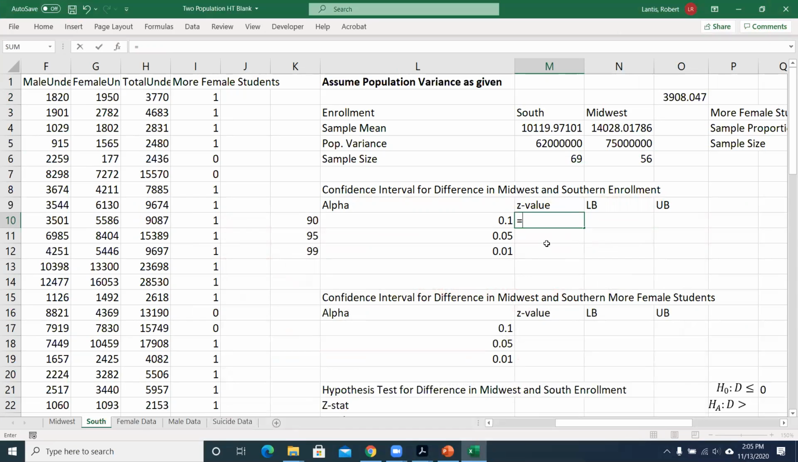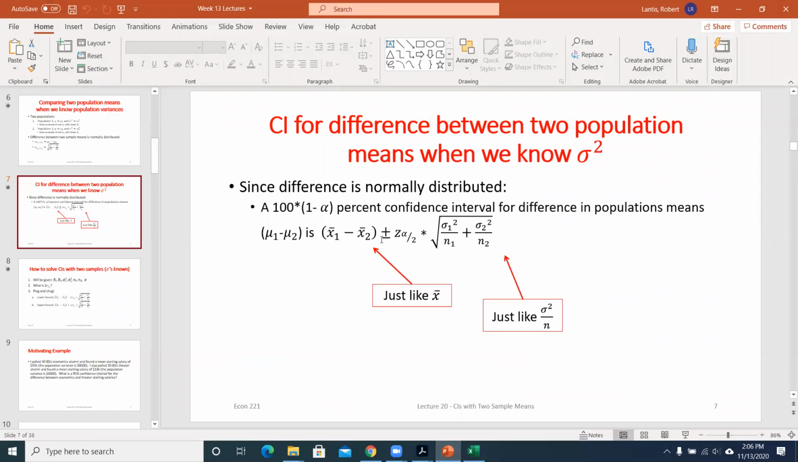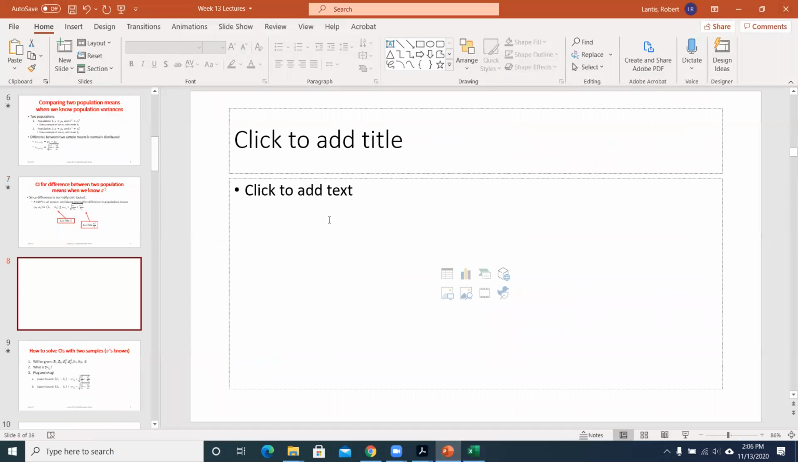So here my z-value is going to be NORM.S.INV. This was the formula that we use when we know the areas we want in the tail. So if I'm looking at a confidence interval, I know alpha over 2 is on either side of my interval. Right? So alpha divided by 2 is on either side of my interval. However, I also have to remember that the positive and negative are already built into my lower and upper bound equation.